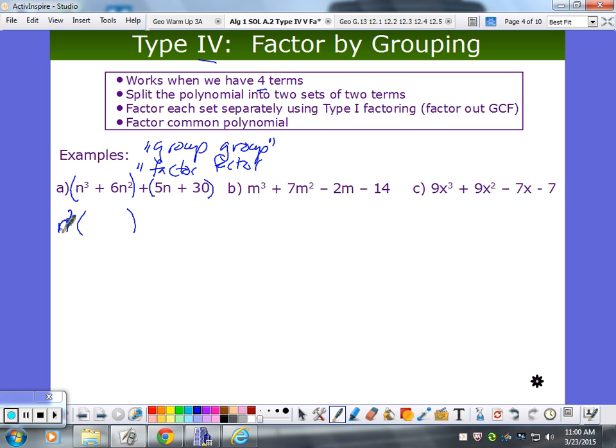If you factor out an n squared, times what gets me back up to n cubed? N squared times what gets me back up to 6n squared? Okay. And let's check it. N cubed plus 6n squared, right? Plus, now I'm going to factor this piece. 5n plus 30. Is there a greatest common factor? 5. All right, factor out the 5.